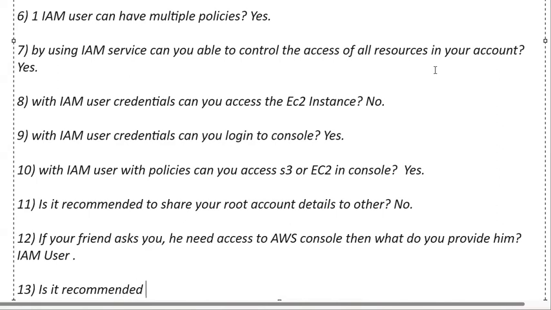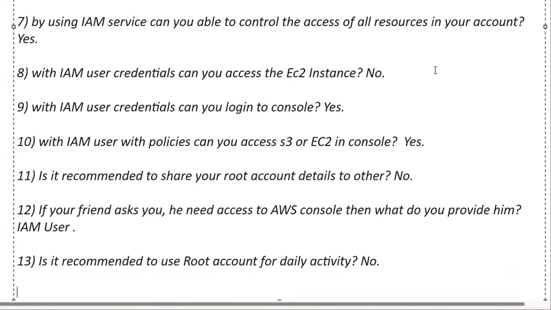Is it recommended to use root account for daily activity? No, it is not recommended to use root account for daily activity. So let's move on with another question.